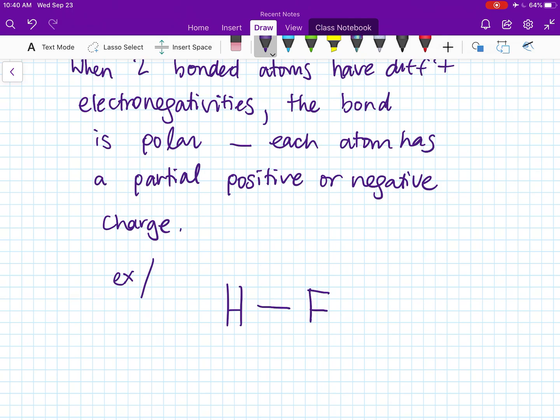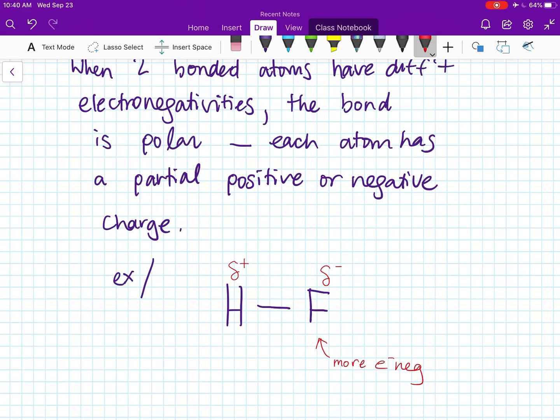Fluorine is the most electronegative atom in the periodic table. And we denote partial charges with the lowercase Greek letter delta, and then a superscript indicating whether the partial charge is positive or negative. So hydrogen gets a partial positive charge, and fluorine gets a partial negative charge. The more electronegative element gets the partial negative charge. So since fluorine is more electronegative, it gets the partial negative charge.